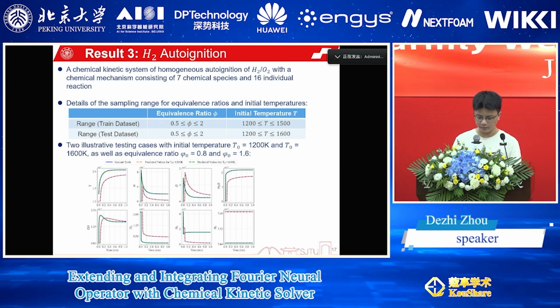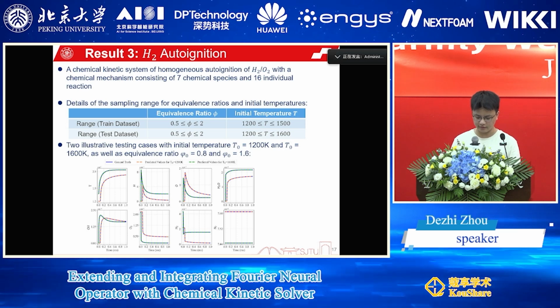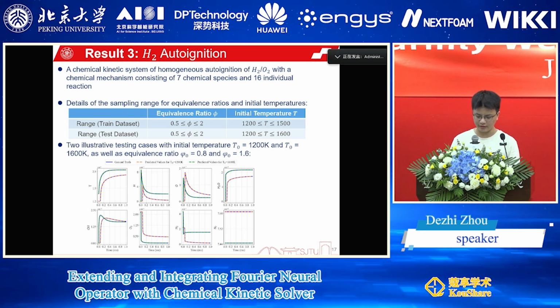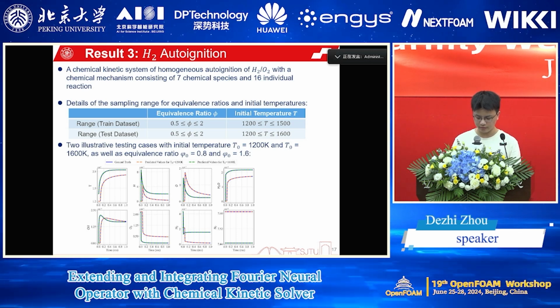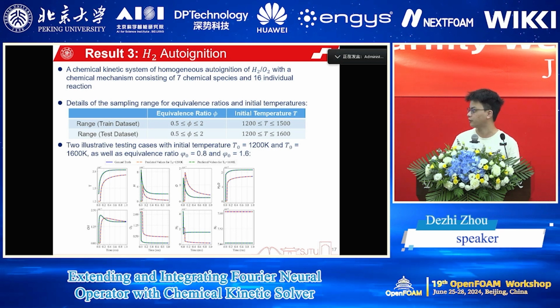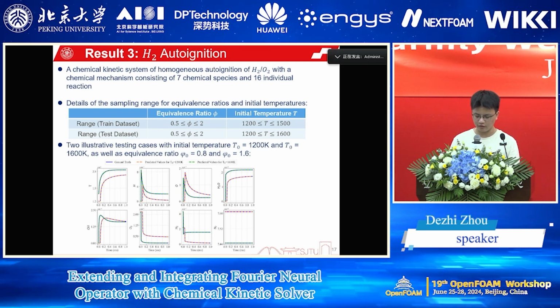First of all, we present here two illustrative testing cases to show the prediction accuracy and our model's generalization ability. The plots of the temporal evolution of chemical species for these two illustrative testing cases are presented in the following figure, providing a visual insight into the performance and the predictive capacity of our model.